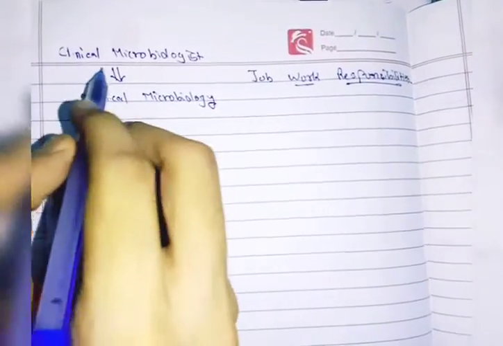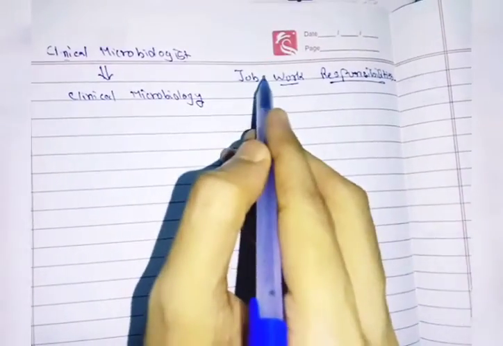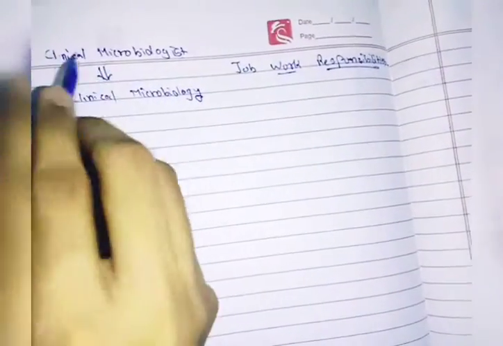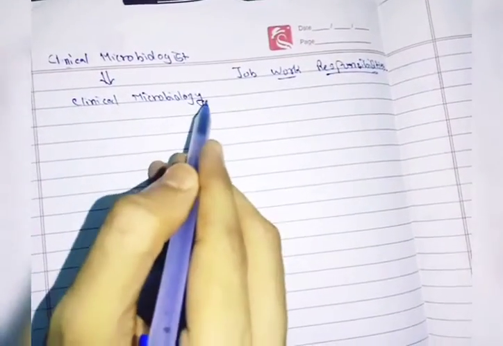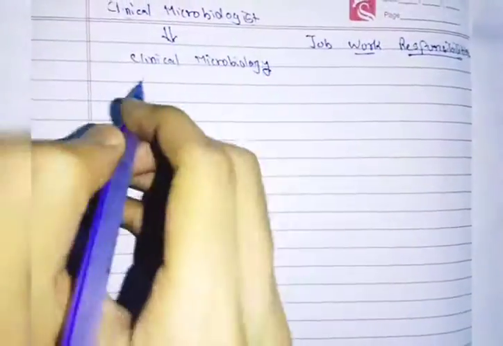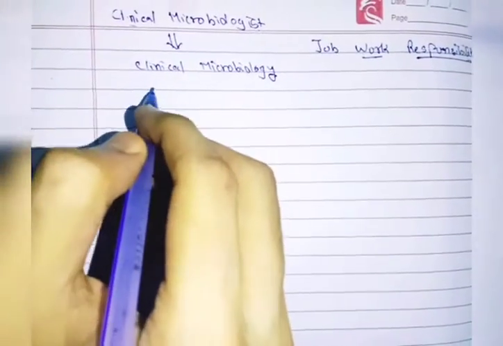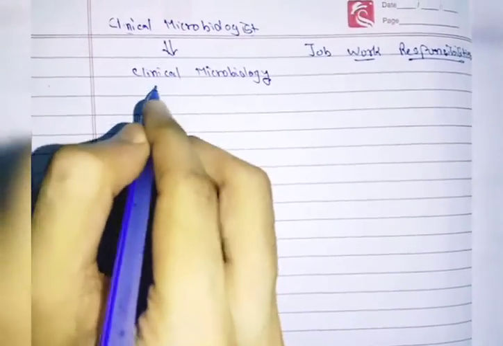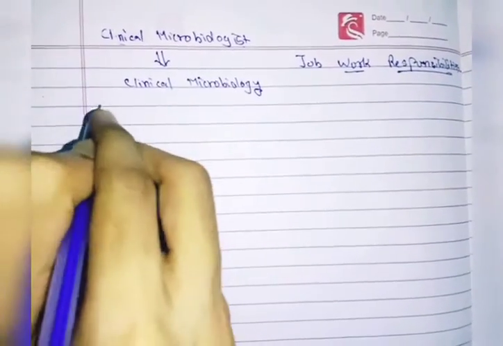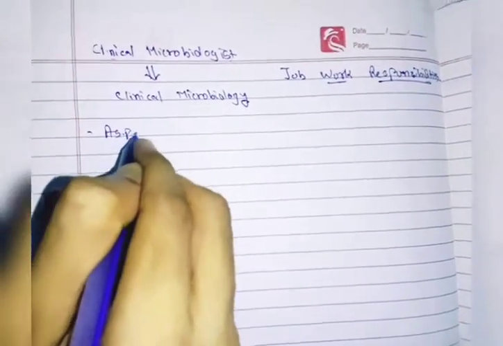Hello friends, today I'm going to share some info about the clinical microbiologist's job and responsibilities. That means what he or she has to do in this particular position. First of all, he or she is entering clinical microbiology, and has to have knowledge of clinical microbiology. He should maintain all the rules of clinical microbiology, that means aseptic. He has to work aseptically.